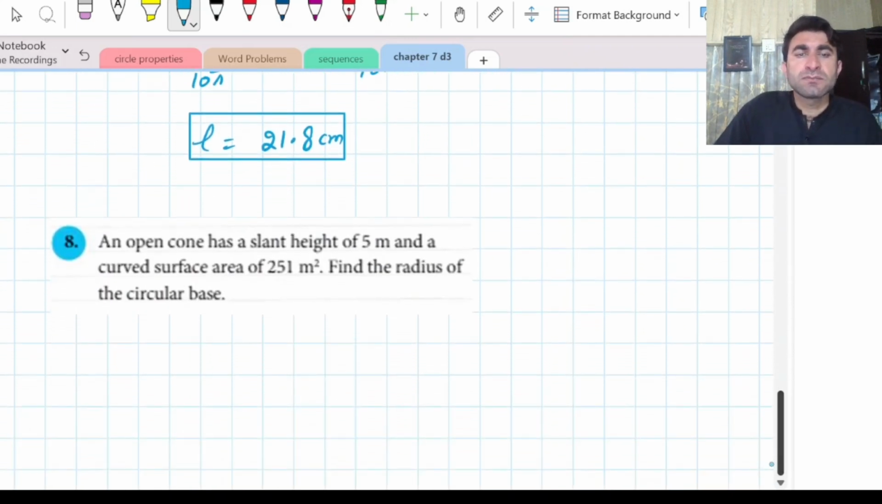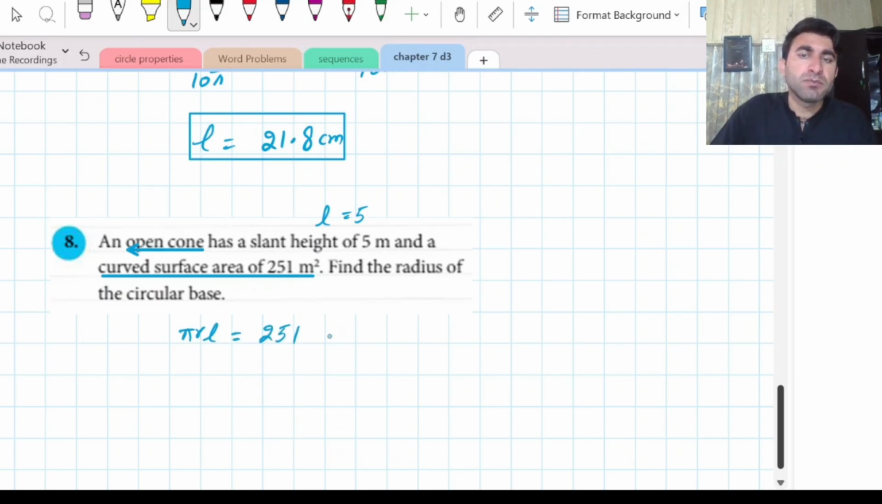Now in question number 8, it states an open cone has a slant height of 5 meters. We are given l is equal to 5 meters, and a curved surface area of 251 meters square. Find the radius of the circular base. So first of all, we are given the curved surface area. It is pi r l, which equals 251 meter square. We are given the slant height. It is 5 meter, and we are to find the radius, and that is again very easy.